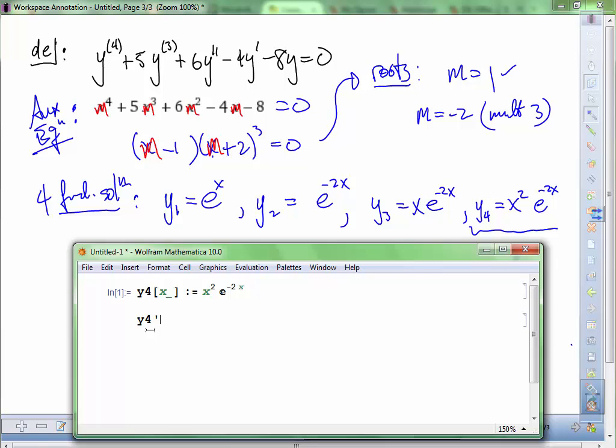Where? Y to the power 4 bracket x. Oh, that's just Mathematica. It means it's going to be a function of this variable x. Okay. So x is your input variable for derivatives.